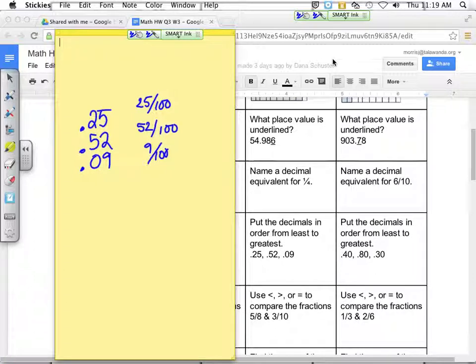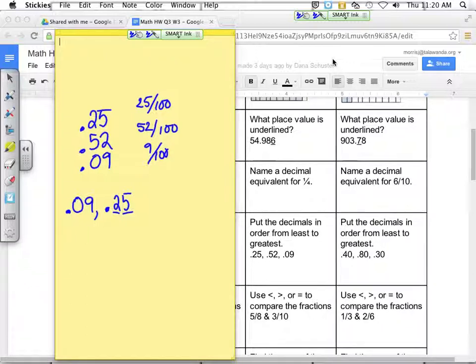The way you call this is 9 hundredths, or 9 cents, is the least. Which one is next in order? Noah? 25 cents, or 25. What we call this is 25, and then we go 2 places over to the hundredths place, so it's 25 hundredths.